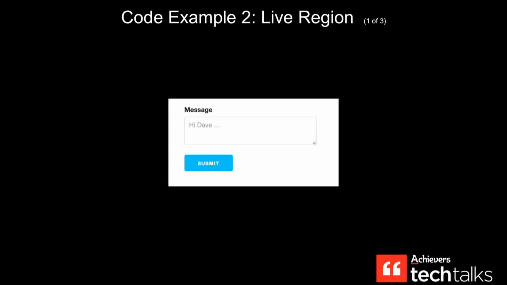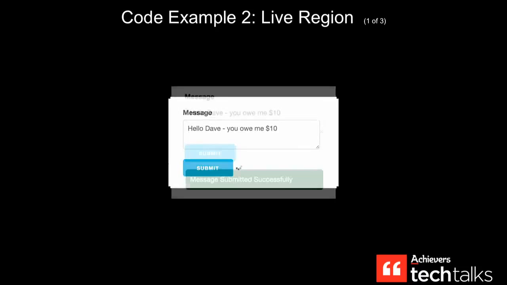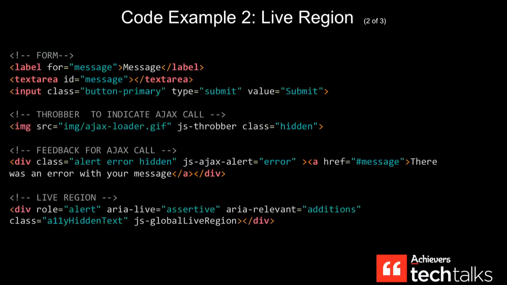So we saw this little form where I type in a message, hit submit, a little throbber appears, and I get a little bit of feedback. If you consider this markup, again, pretty simple form. You've got a label, text area, and the submit button. I've got a throbber to indicate the Ajax call, and it's got a hidden class. Then the feedback, which is the little green box that comes up. And down here, I've got a live region.